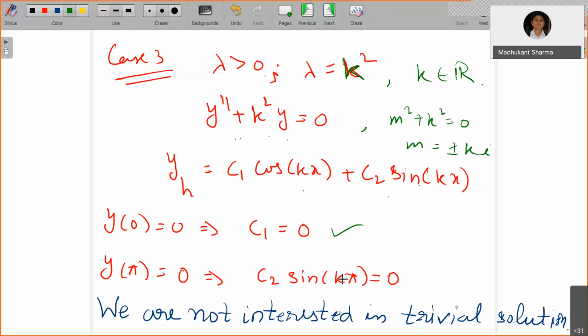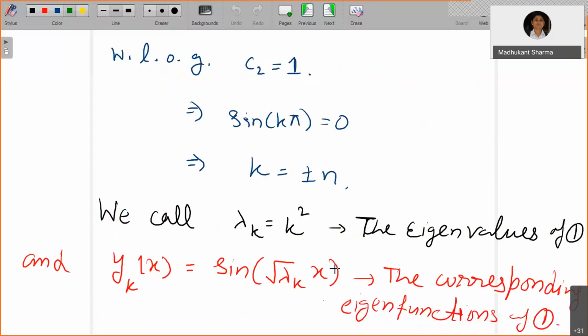For what values of k will this become 0? All integers, positive and negative. So k equals ±n. We call this, as I already mentioned, lambda_k. Earlier lambda depended on k², so for different values of k you have different lambdas. These lambda_k, which is k², nothing but n², we call the eigenvalues of the problem, and the associated solutions are called the corresponding eigenfunctions.